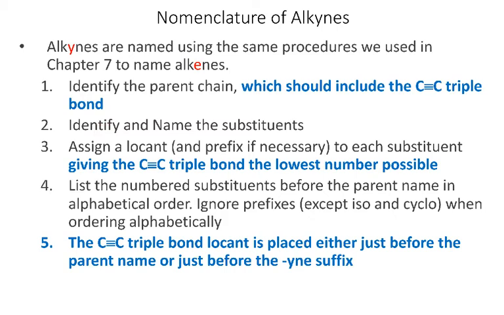When we decide how we're going to number it, just like alkenes, we want the carbon-carbon triple bond to have the lowest number possible. We list the substituents in alphabetical order, just like we would any other compound. And just like in alkenes, we have to give the location of the carbon-carbon triple bond, and we either put it right in front of the parent name or right before the YNE suffix. So I guess I didn't say at the beginning, and I should have, right? Alkenes end in ENE, alkynes end in YNE, versus alkanes, which end in ANE.